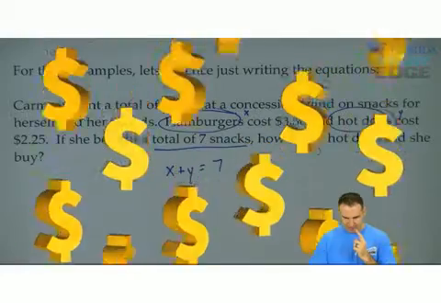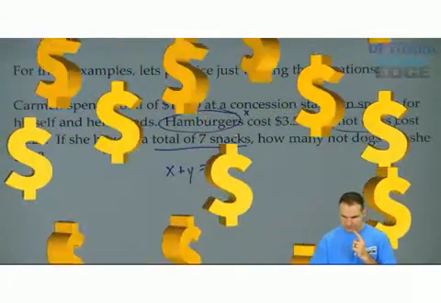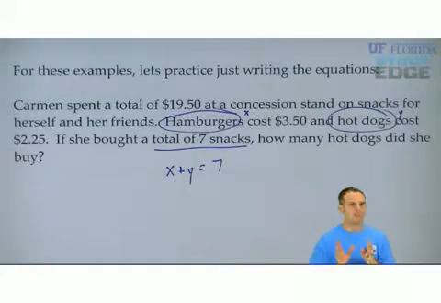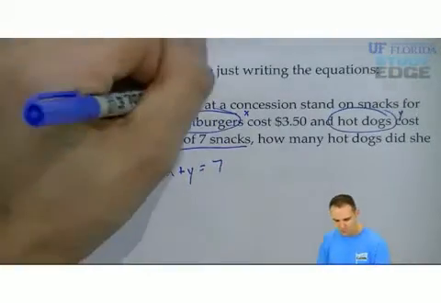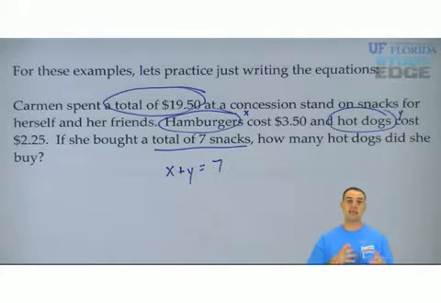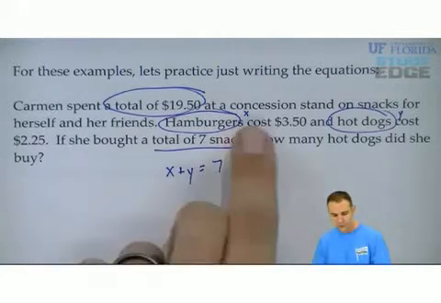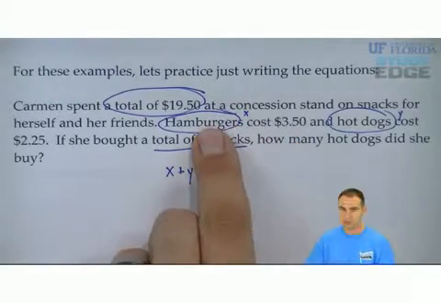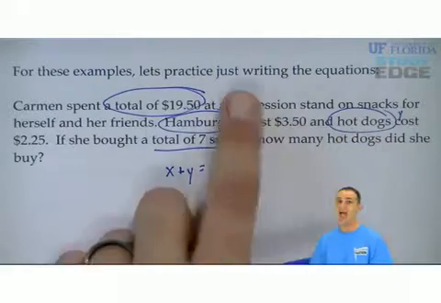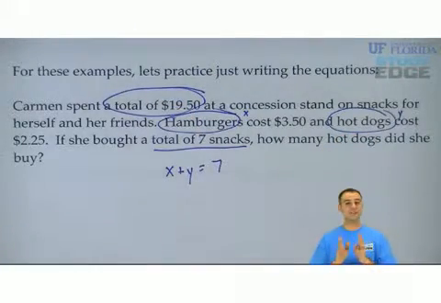I think it might be, no? Yeah, you got it? It's money. The total money is $19.50. Now, this means how much it costs. It costs $3.50 for each hamburger. It costs $2.25 for each hot dog. And the total cost is $19.50.